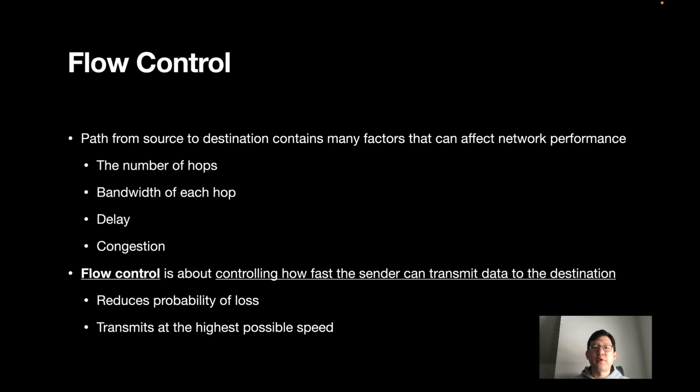Now, the path from the source to destination contains many factors that can affect the network performance. For example, the number of hops that the data needs to go through, the bandwidth of each hop, the delay, and congestion. And together, these may lead to things like loss of data or slow transmit speeds. And that's why we use something called flow control. Flow control is all about controlling how fast the sender can transmit the data to the destination, which reduces the probability of a loss of data, and it transmits at the highest possible speed.